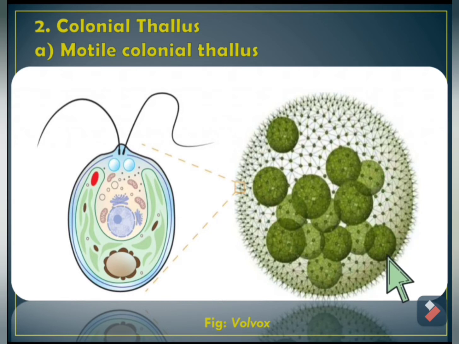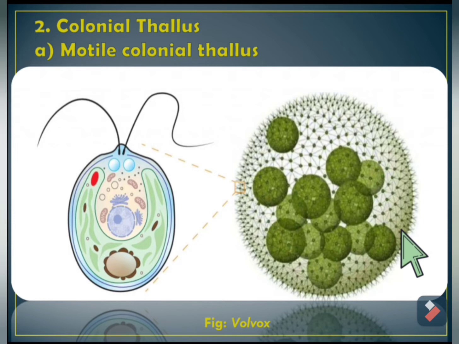And as you can see here, the colony may be like a plate, or it may be a hollow sphere, and also motile or non-motile. So talking about the motile colonial thallus, the first one, that is motile. Motile, again, you can understand that they can move. So as you can see here, this is the example of Volvox. The cells have these flagella, which help the cells to move. So the cells are motile.